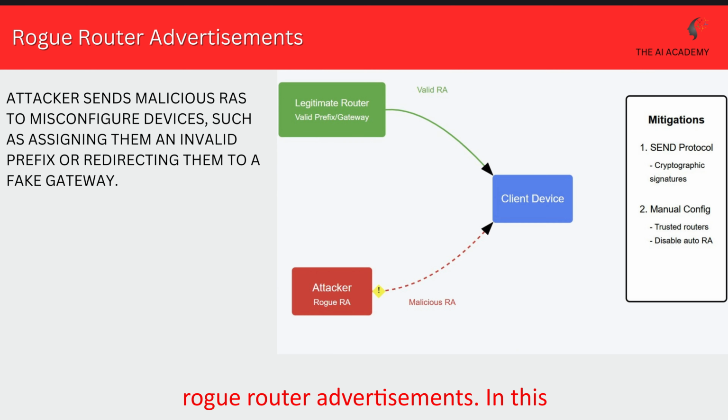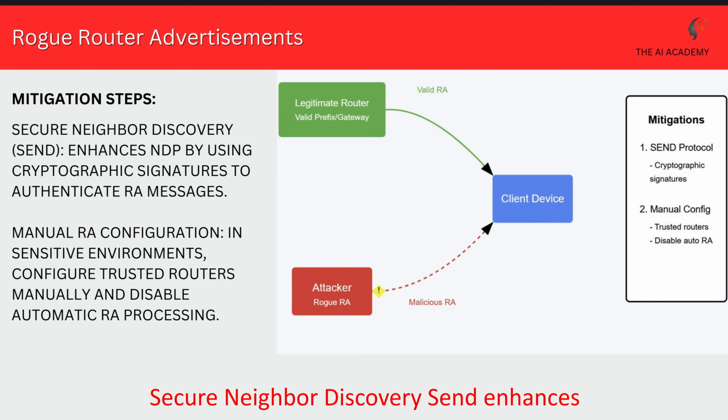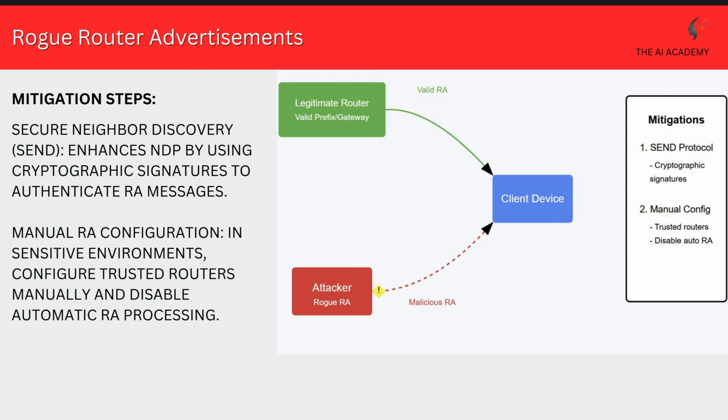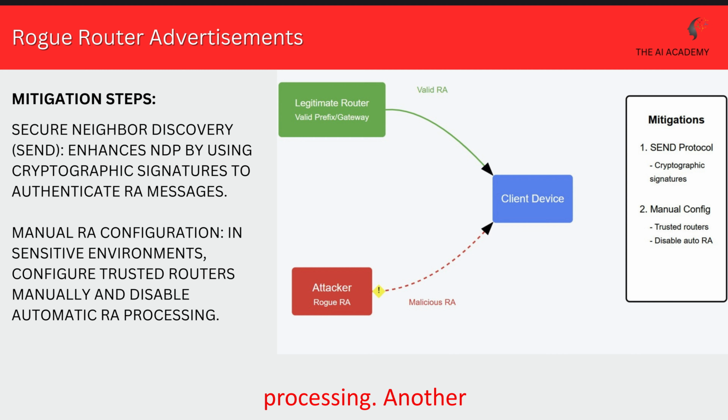Next is rogue router advertisements. In this, an attacker sends malicious RAs to misconfigure devices, such as assigning them an invalid prefix or redirecting them to a fake gateway. The mitigation steps are secure neighbor discovery: SEND enhances NDP by using cryptographic signatures to authenticate RA messages. And manual RA configuration: in sensitive environments, configure trusted routers manually and disable automatic RA processing.